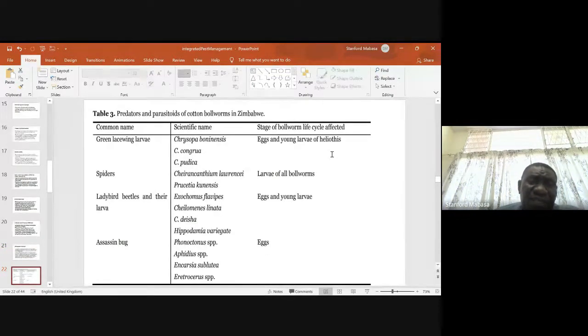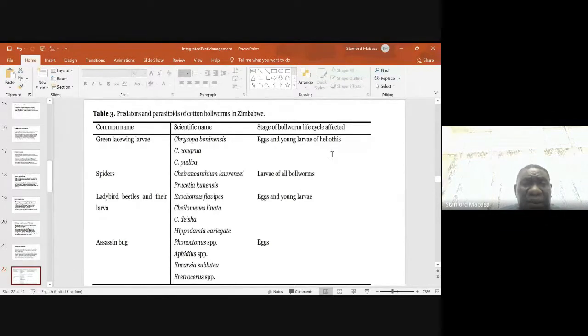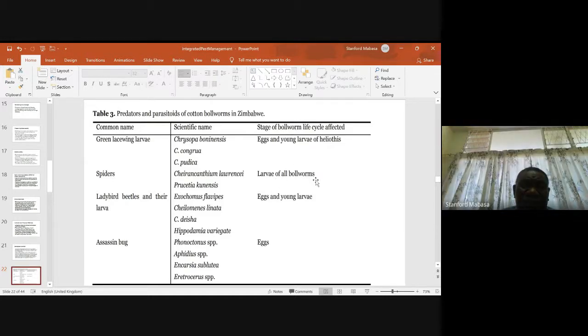Here I've got a table where I've got predators which can affect the cotton bollworms. We have got this green lacewing larva which can eat eggs and young larvae of varieties of the bollworm. Spiders which can eat larvae of all bollworms.